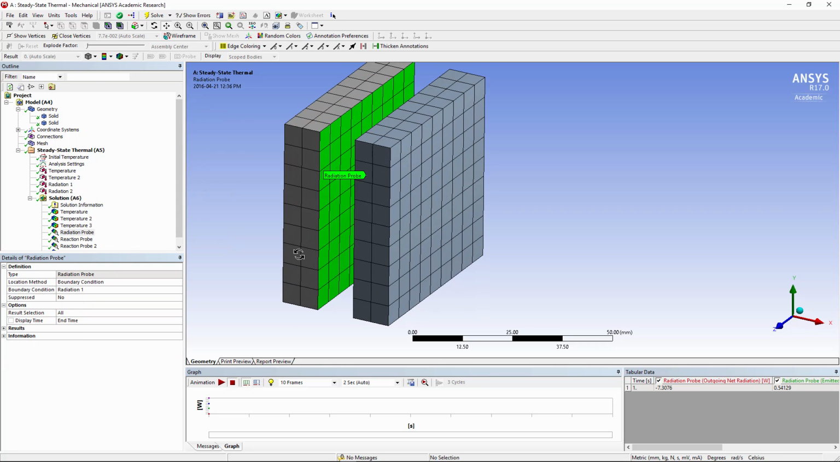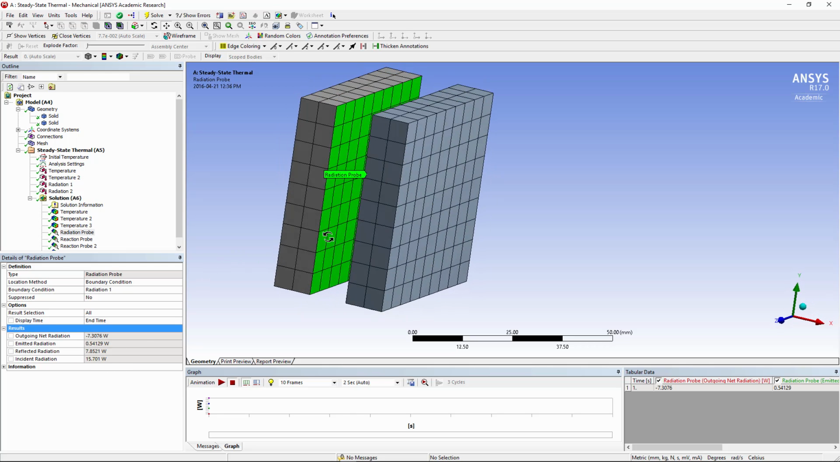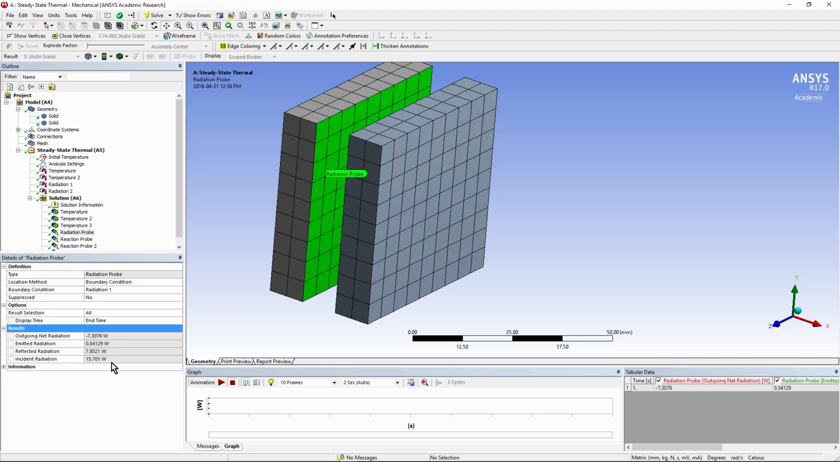If I put a radiation probe on the left-hand face and open up results, I'll see that my outgoing net radiation is minus 7 watts. Now, if it was outgoing, it would have a positive sign. We see the minus sign because heat is actually transferring in, so it's receiving a little over 7 watts. The emitted radiation, because it's slightly warmer than free space, is just over half a watt. The reflected radiation, because the emissivity is not 1, is 7.8 watts, while the incident, what's coming in from the right-hand body, is 15. So some of the incident radiation is emitted. You can see the net outgoing has a minus sign, so it's absorbing heat.